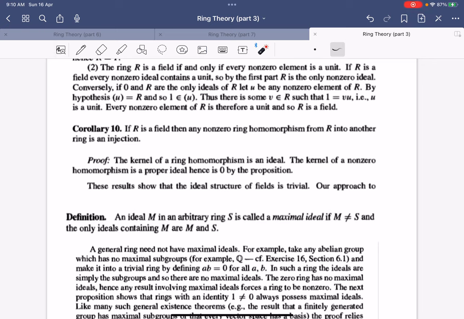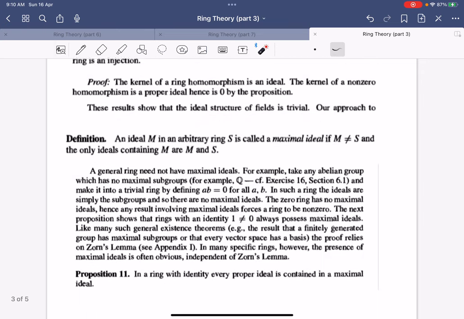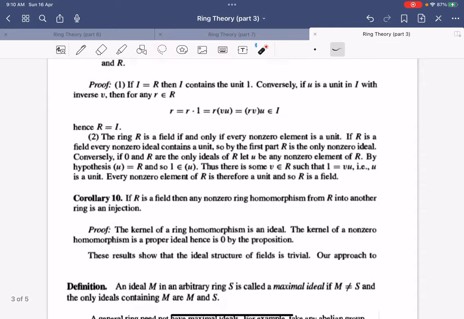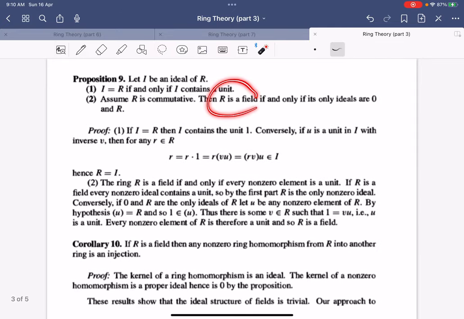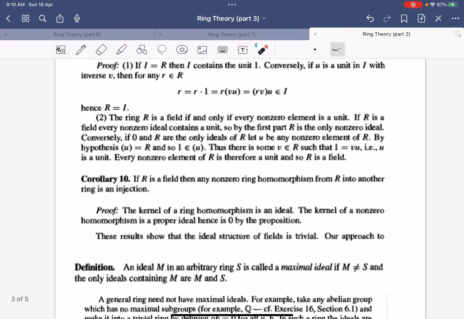And the kernel of this ring homomorphism is an ideal, which has to be the proper one, 0. And so this shows that the ideal structure of a field is trivial. So really, when you have a field, then the ideal structure is just the 0 ring or the whole ring. So it's trivial.